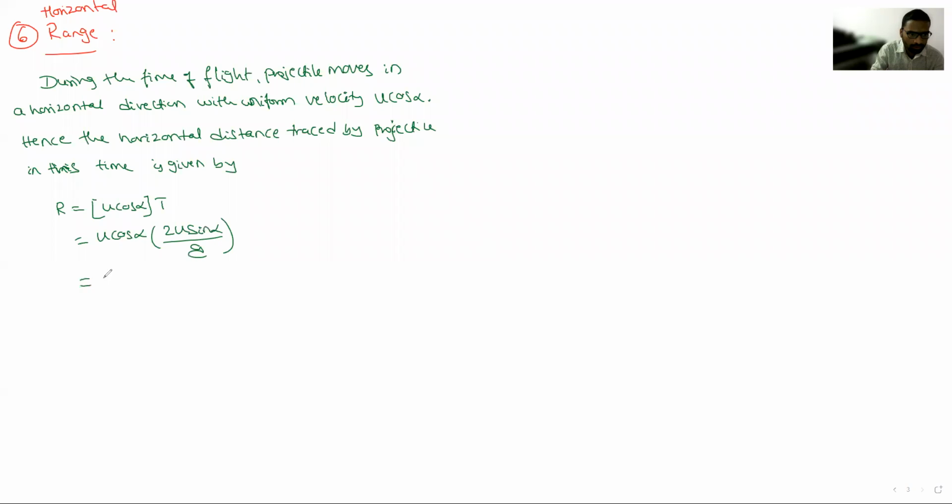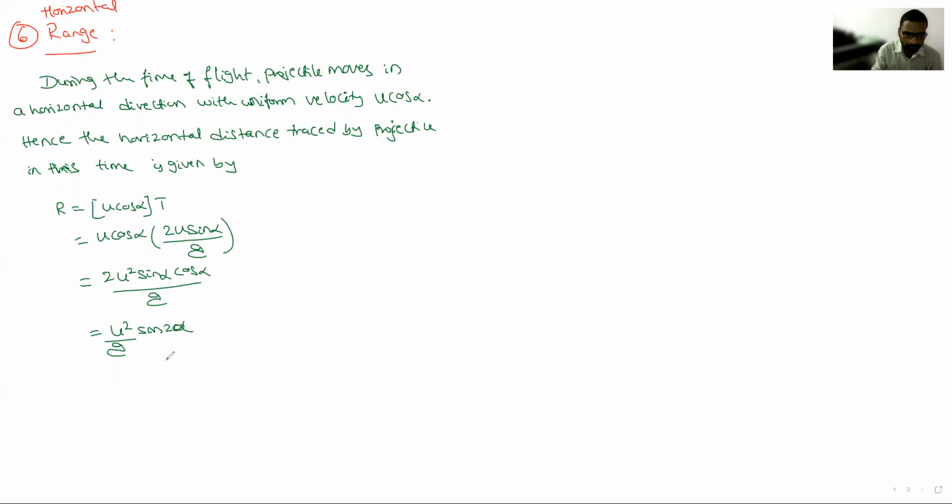So U into U, 2 times U square sin alpha cos alpha divided by g. Correct? What is 2 sin theta cos theta? Sin 2 theta. So 2 sin alpha cos alpha is sin 2 alpha. That is U square upon g into sin 2 alpha. So R is equal to U square sin 2 alpha divided by g.